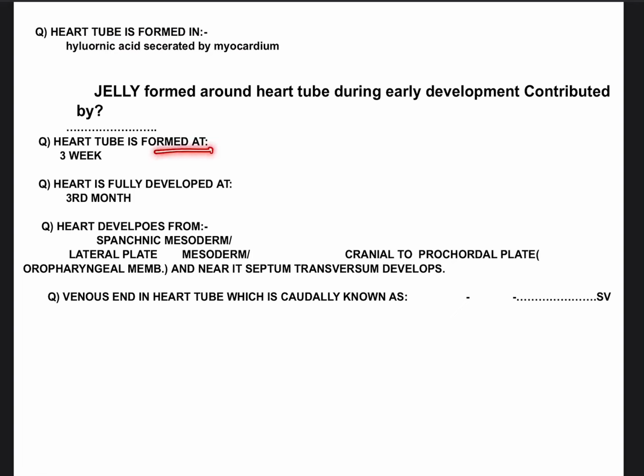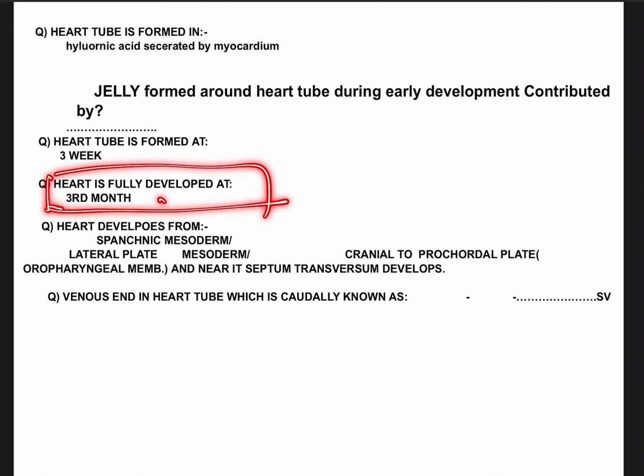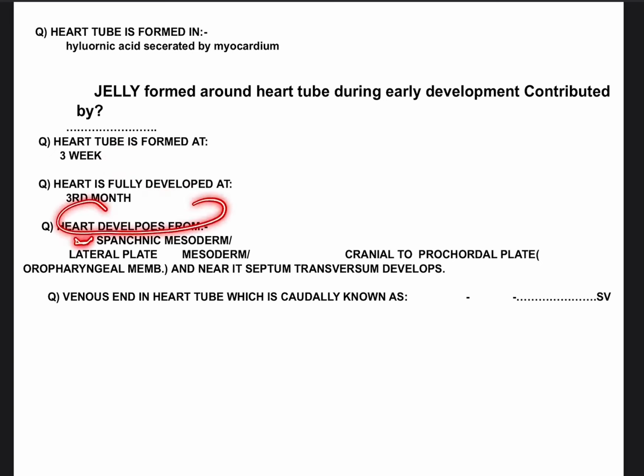The heart tube is formed at the third week. The heart is fully developed at the end of the third month. Please remember, it starts at the third week and is completely developed at the third month. It develops from splanchnic mesoderm, lateral plate mesoderm, cranial to the procordal plate or buccopharyngeal membrane or oropharyngeal membrane, and near it the septum transversum is developed.